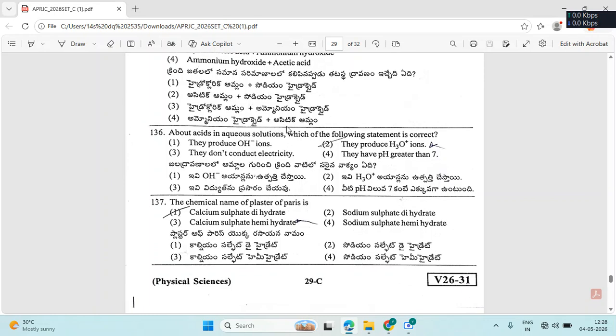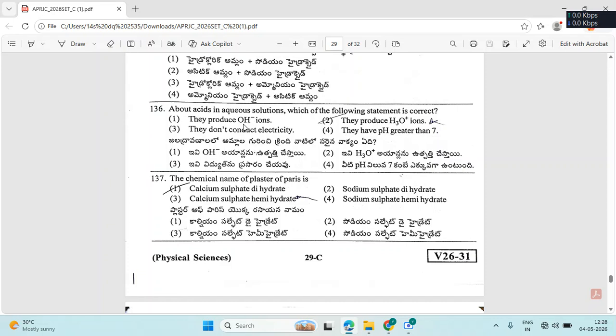About acids in aqueous solution, which of the following statements is correct? They produce OH minus ions, they produce H3O plus ions, they do not conduct electricity, they have pH greater than 7. The correct option is 2 and the answer is they produce H3O plus ions.